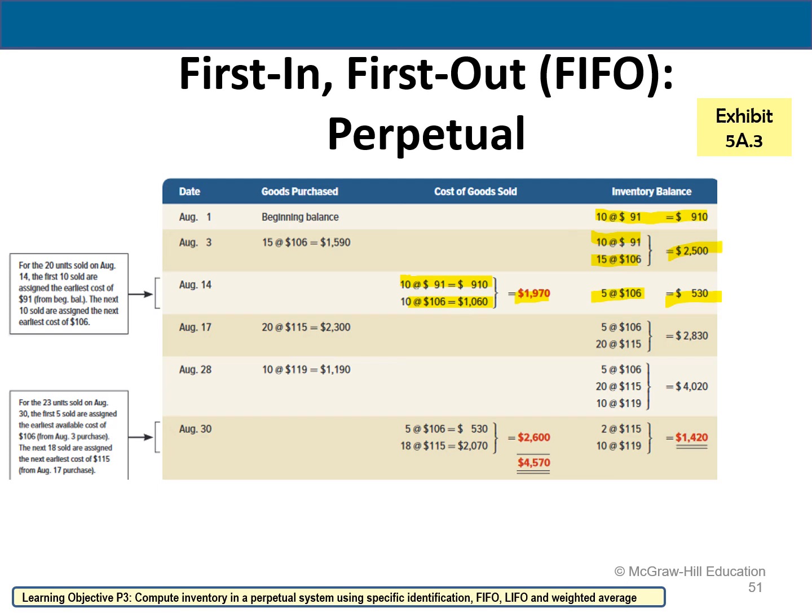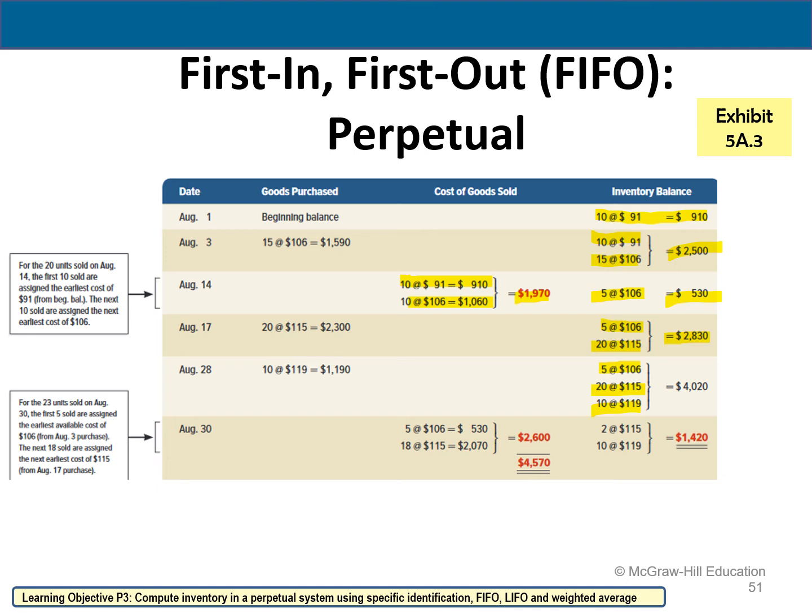Then we purchased 20 on August 17th at 115, so we have our 5 at 106. We have our new purchase, 20 at 115 for a total of 2,830. Then we buy 10 more on August 28th, so we have our 5 at 106, our 20 at 115, and then our 10 that we purchased on August 28th. Then we sell another 23 bikes.